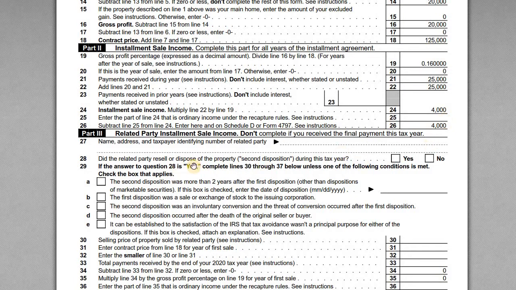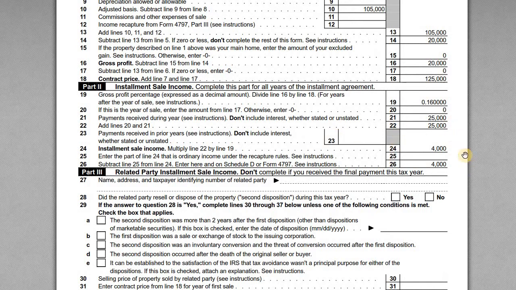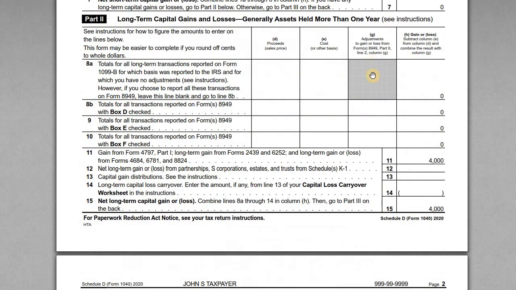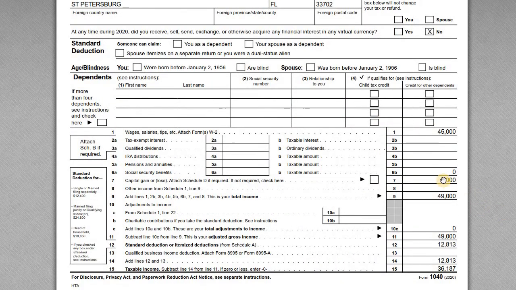Part 3, you can leave blank unless it is a related party, but in this case, like we said, it's not. So he's got $4,000 in installment sale income. The $4,000 in capital gain income is then reported on Schedule D. Right, so on Schedule D here, we have the capital gain and loss schedule. And so the $4,000 is reported here on line 11. Okay, so there's the $4,000 in long-term capital gain, and ultimately that is going to flow through to page 1 of his Form 1040 on line 7, right? So that's how it's done.